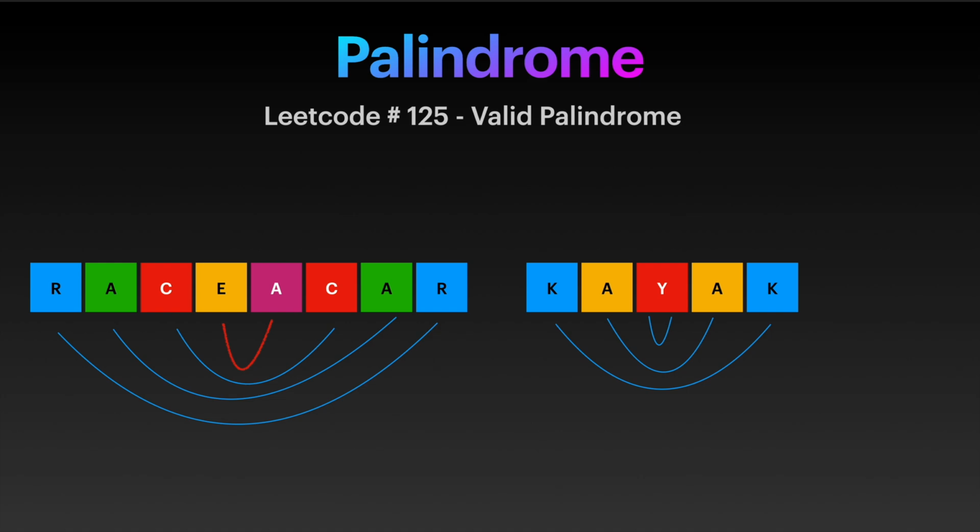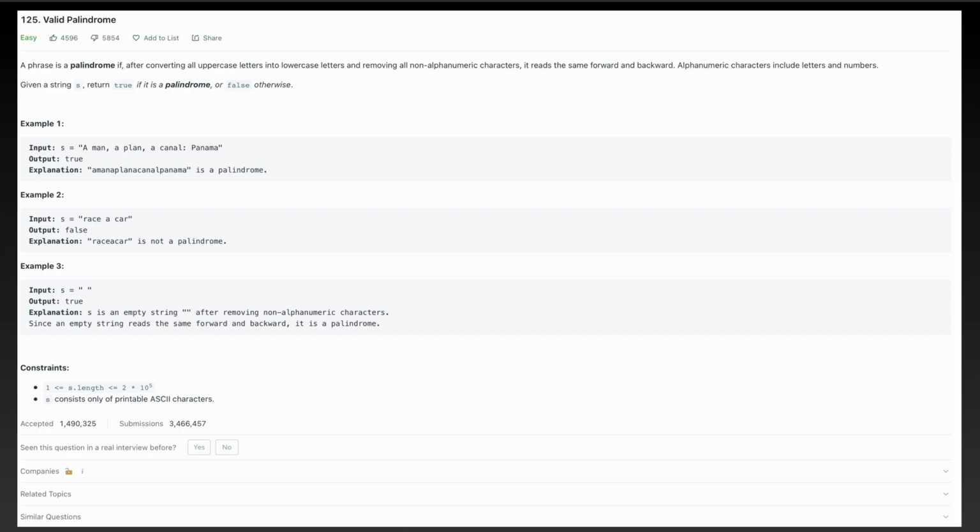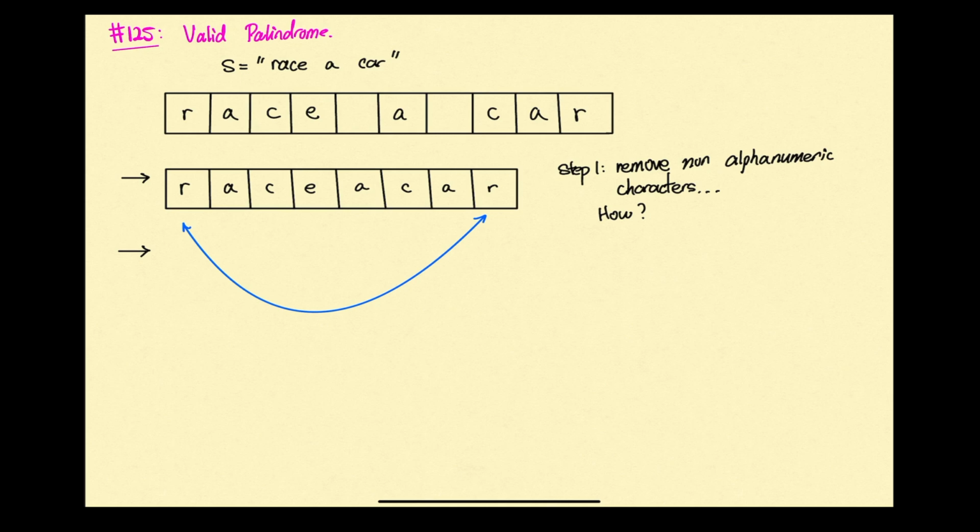So this problem is whether a given string is a valid palindrome. So let's look at the problem statement. This is our problem, and I want you guys to pause this video for a second and see if you can come up with your own solution for this problem. Alright, so let's look at the given example.